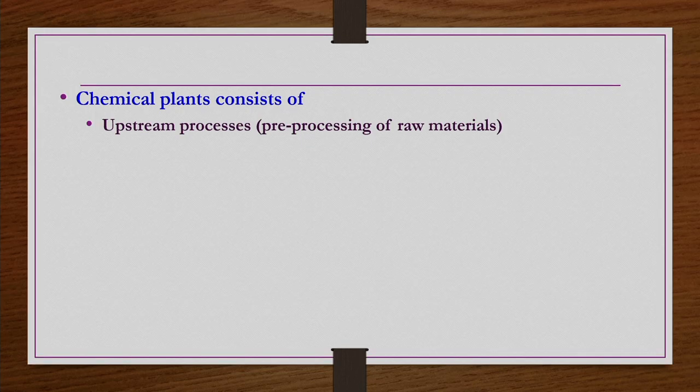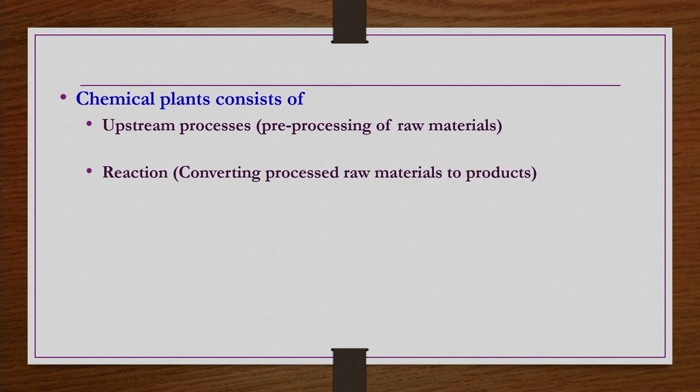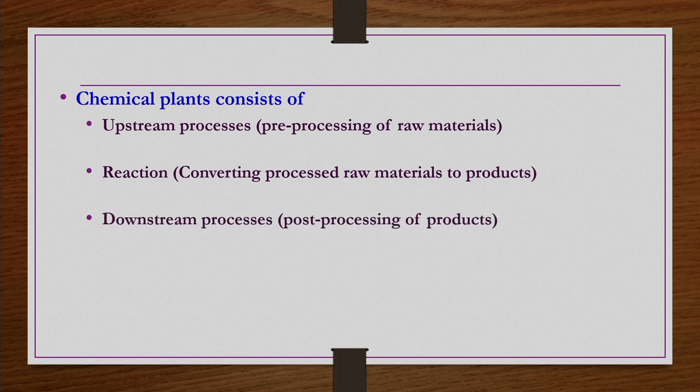Like that, the entire chemical plant we can divide into three stages. One stage is the upstream processes stage, which is also known as the pre-processing of raw material stage. Then the reaction stage, where converting processed raw materials to products takes place. And then downstream processes, where post-processing of products takes place. So now how does this upstream process, or pre-processing of raw materials, take place?